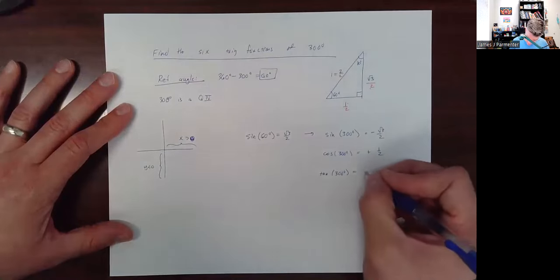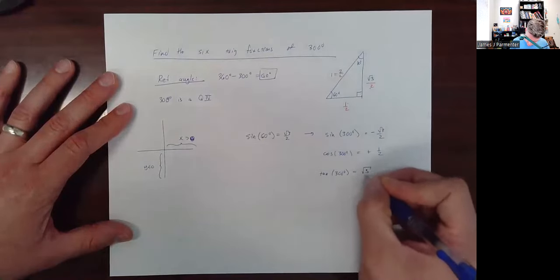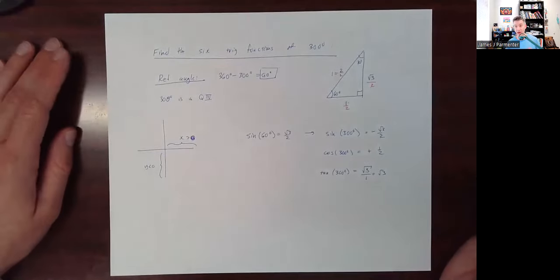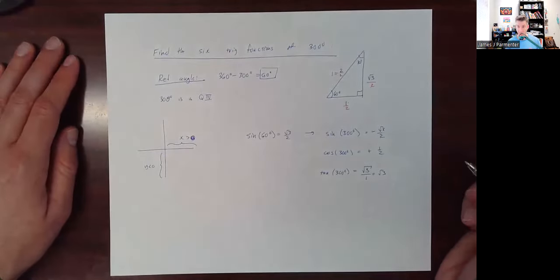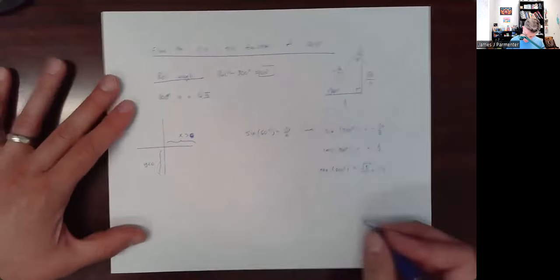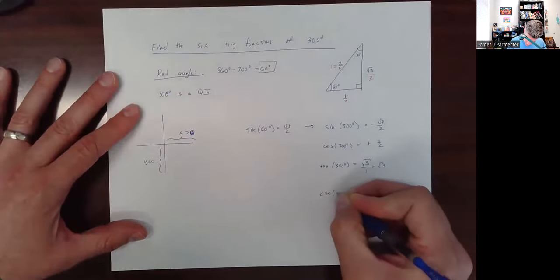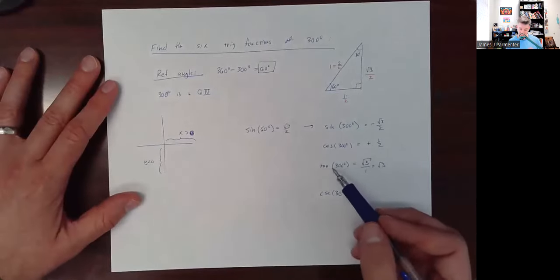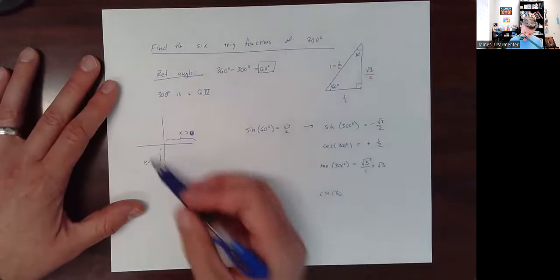I like root 3 over 1 personally. Just say it's root 3, or root 3 over 1 equals root 3. And then I never really think that hard about the 3 reciprocal functions. I just flip these over. So I can see the cosecant of 300. Oh, tangent, I made a mistake. I forgot to mention that tangent is going to be negative since our angle is in quadrant 4.